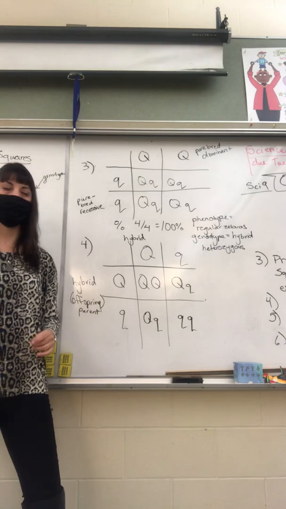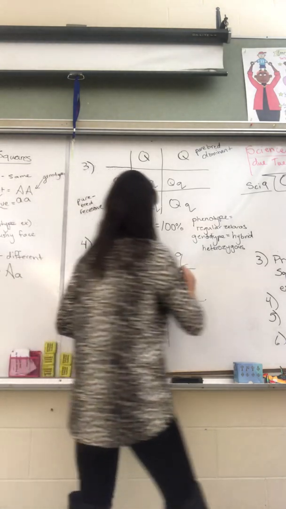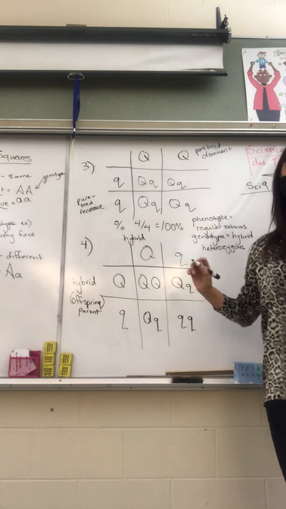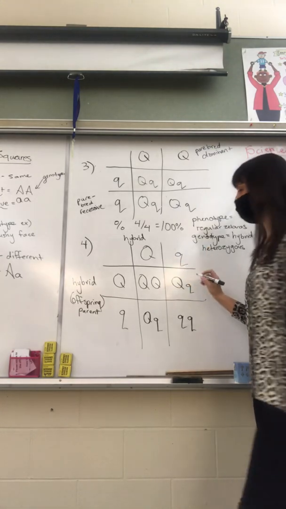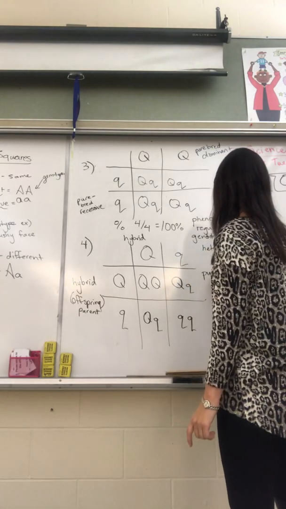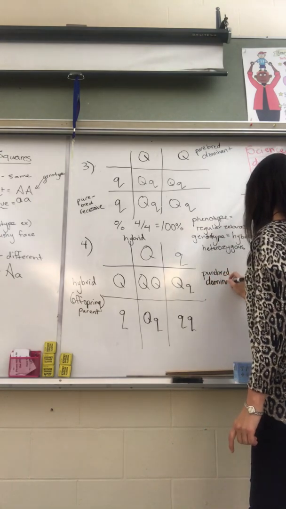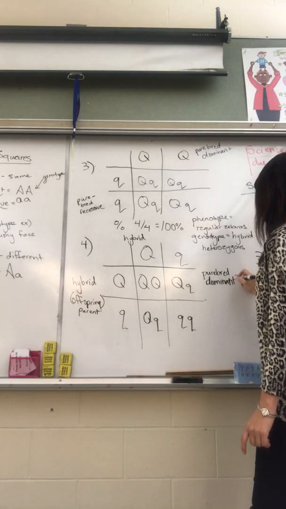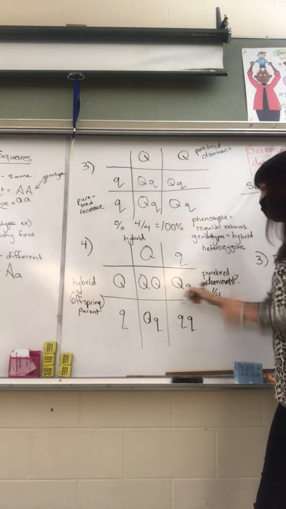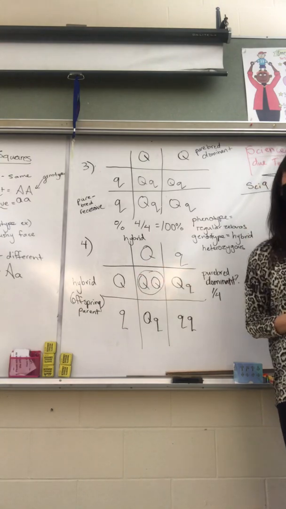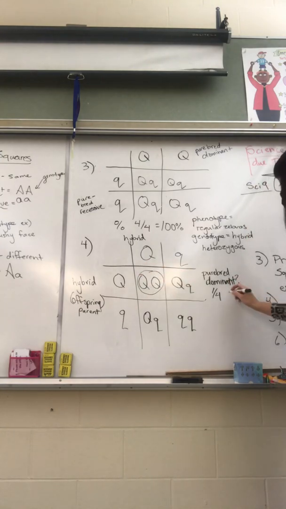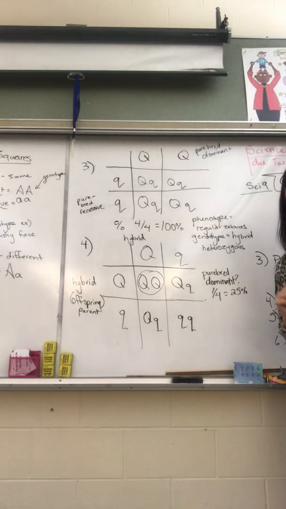Okay, so let me ask you some questions that you'll see typically. How many of them will be purebred dominant? Yes. Okay, only one is purebred dominant. Okay, so that's 1 out of 4, 25%.